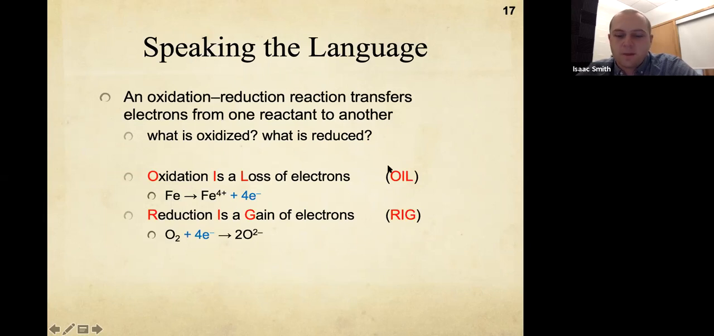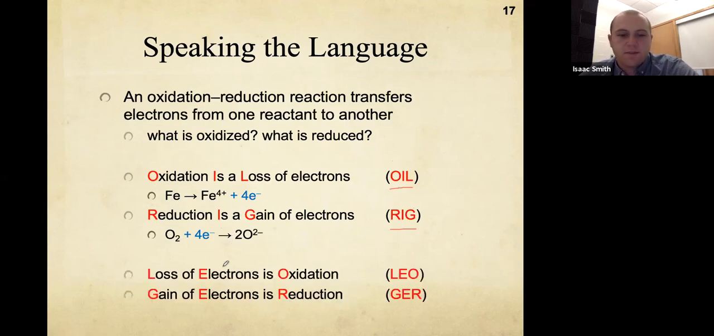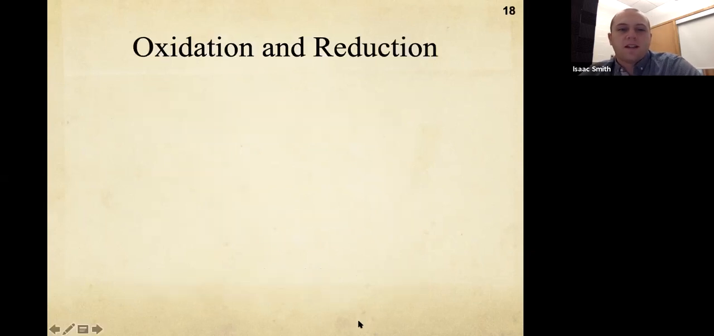Reduction is gaining. So people often remember this by saying OIL RIG, okay? Oxidation is losing, and reduction is gaining. So oxygen gained electrons, so it was reduced, okay? You can also do LEO GER. Loss of electrons is oxidation, gain of electrons is reduction. Anyway, whatever you find easiest. Okay.